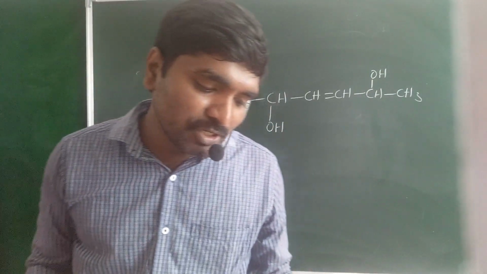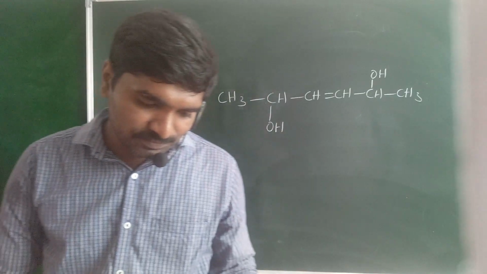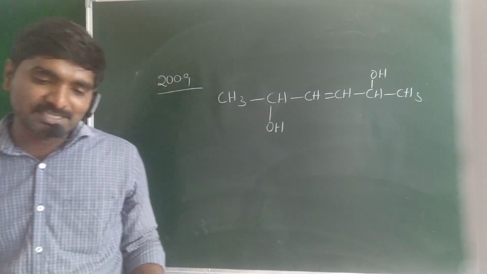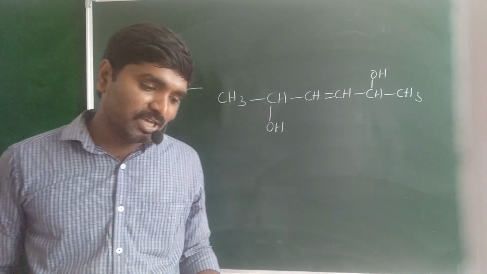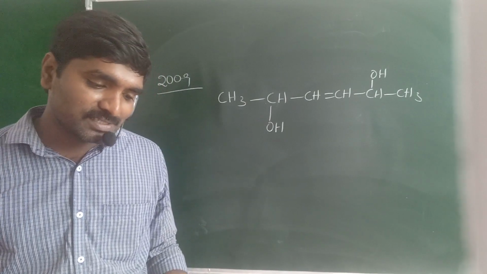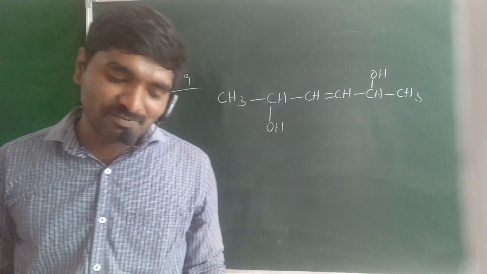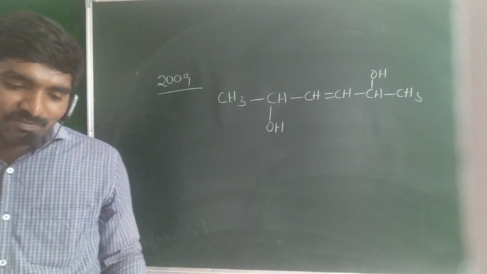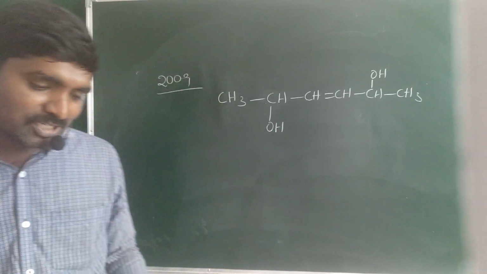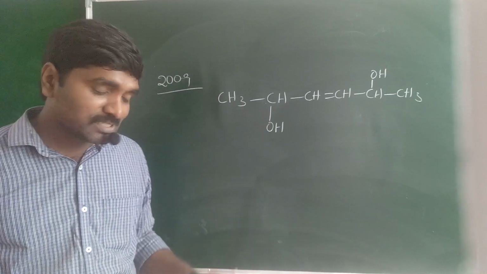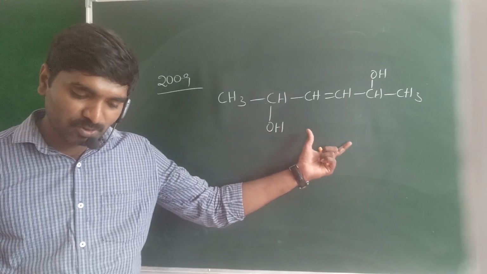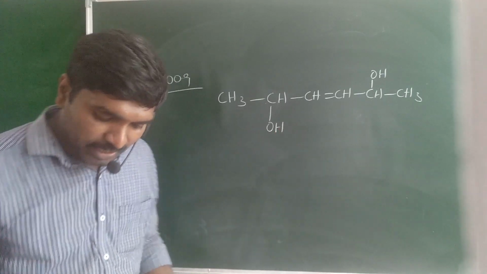The total number of stereoisomers possible for X is 6. Second option: the total number of diastereomers possible for X is 3. Third: if the stereochemistry about the double bond in X is trans, the number of enantiomers possible for X is 4. Fourth: if the stereochemistry about the double bond in X is cis, the number of enantiomers possible for X is 2. So that means the structure is in cis configuration, so the total number of enantiomers possible for X is 2. Okay guys?